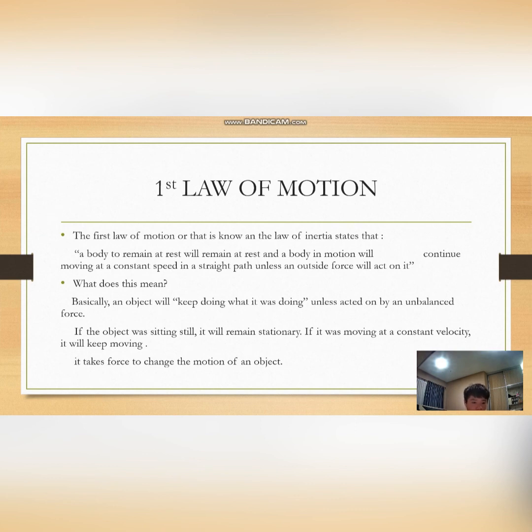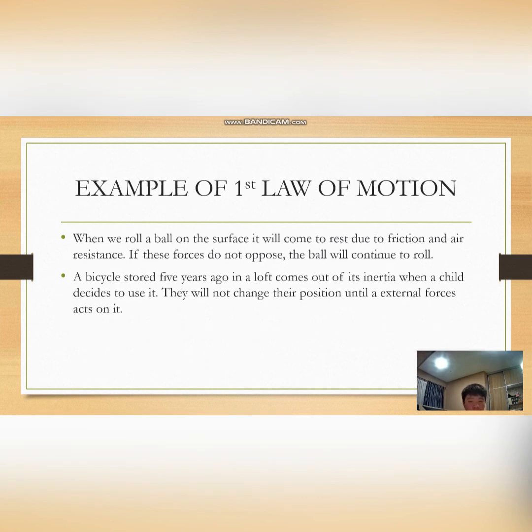What does this mean? Basically, an object will keep doing what it was doing unless acted on by an unbalanced force. If the object was sitting still, it will remain stationary. If it was moving at a constant velocity, it will keep moving. It takes force to change the motion of an object.